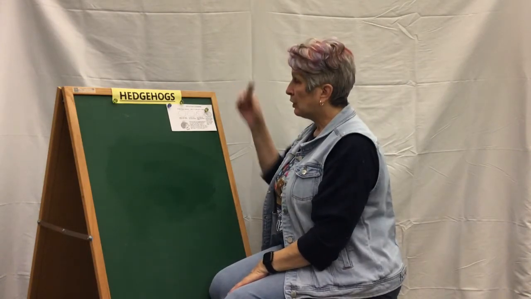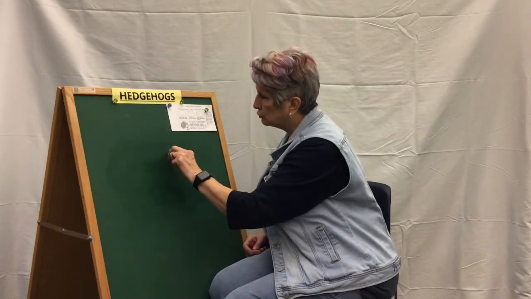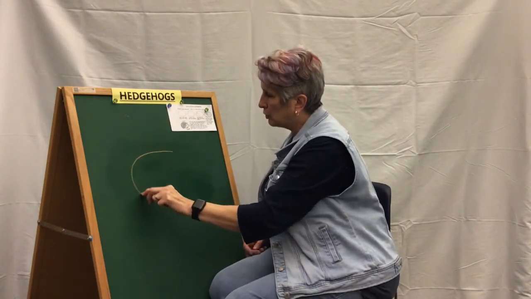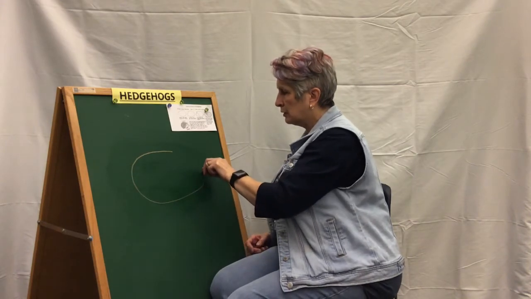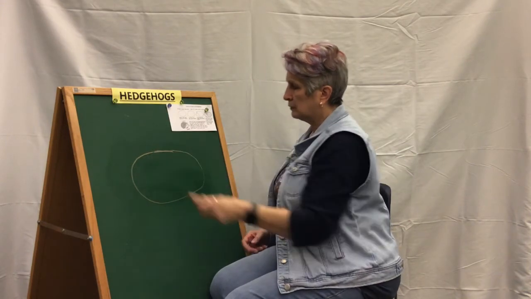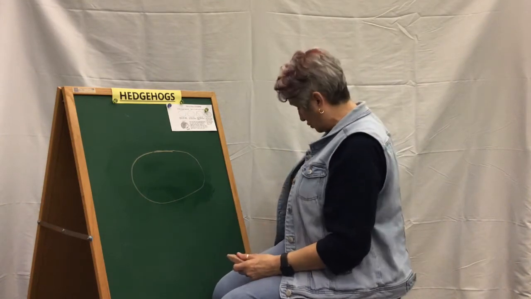I'm letting you have a little time to get you some paper, or if you have a chalkboard, you can do that. The first thing we're going to do is we're going to make an oval. And we talked about ovals a few weeks ago when we talked about shapes. So we're going to draw an oval. All right, there's our oval. That's the first part of our hedgehog.